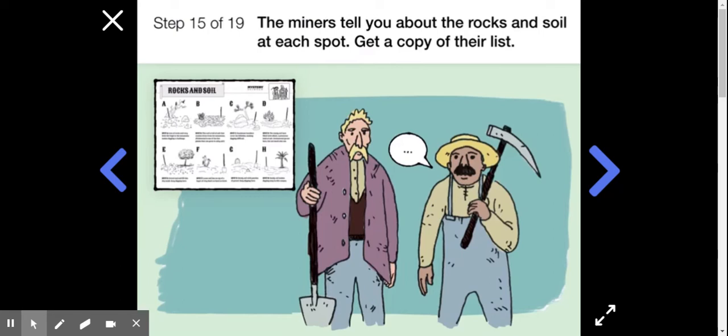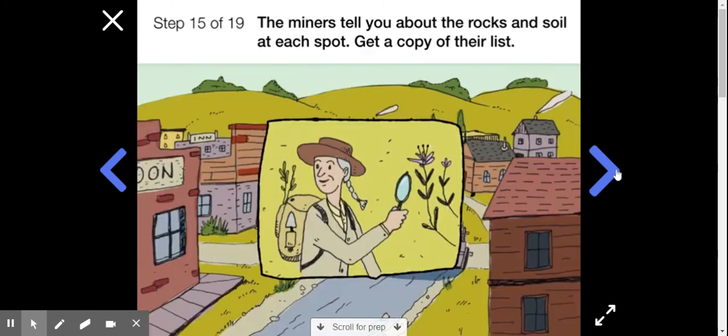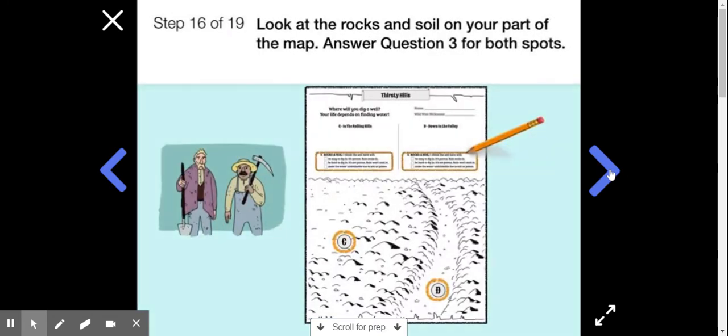All right, this is on that same document where you found your plants. Look at the rocks and soil on your part of the map. Answer question 3 for both spots on your map. So now go through question 3 on all 4 of the maps and do that same work.